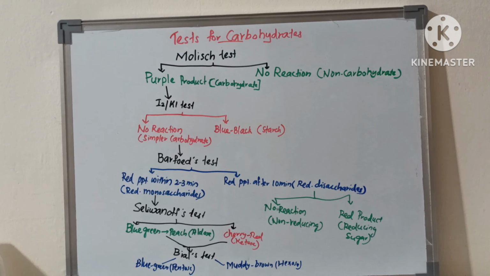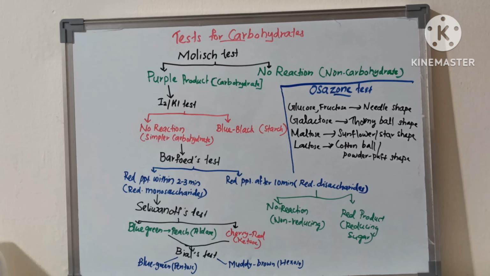The difference between Barfoed's and Benedict's test is Barfoed's test is used to distinguish between mono and disaccharides, whereas Benedict's test is used to determine reducing or non-reducing sugars. This Benedict's test is usually done after Barfoed's test. If a brick red precipitate appears, it means reducing sugars are present, and no reaction means the solution contains a non-reducing sugar. That is Benedict's test. Next one is Osazone test, which is used to detect reducing sugars.